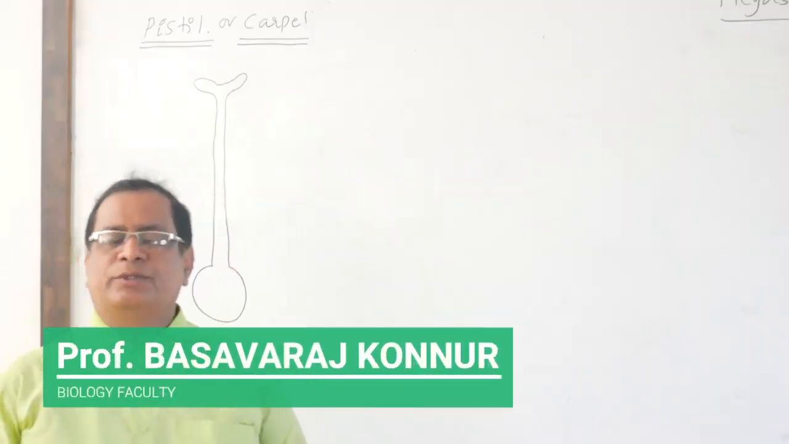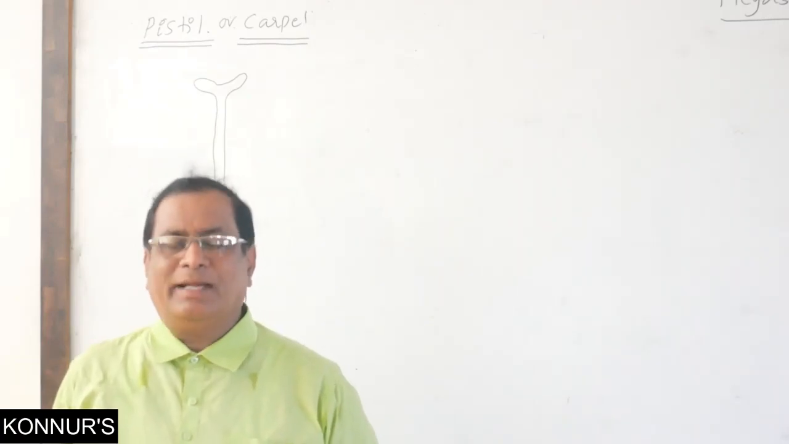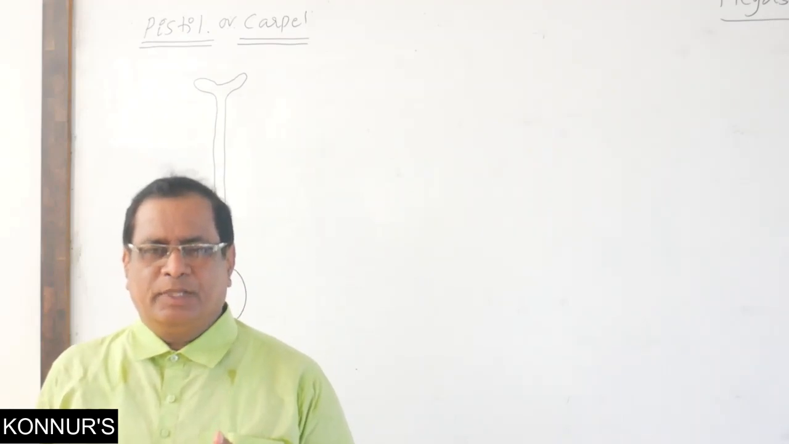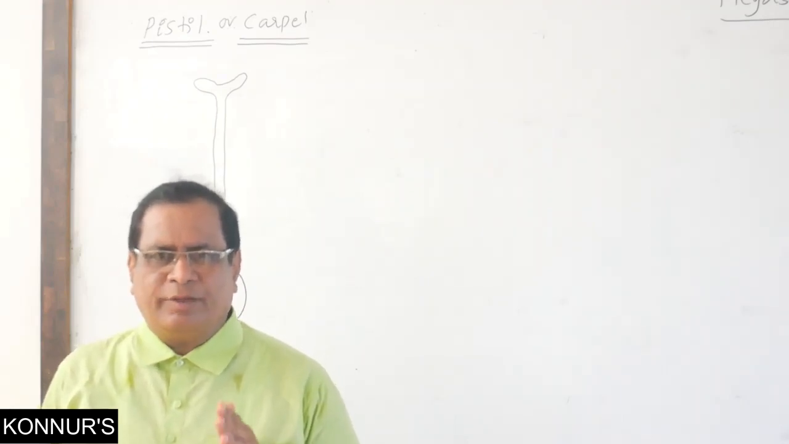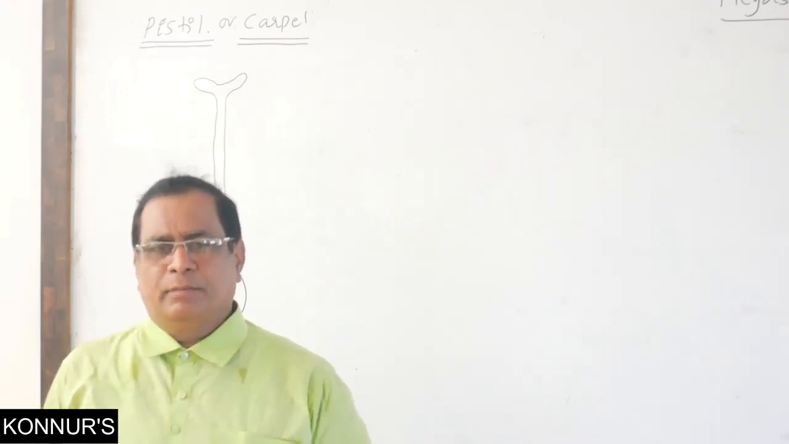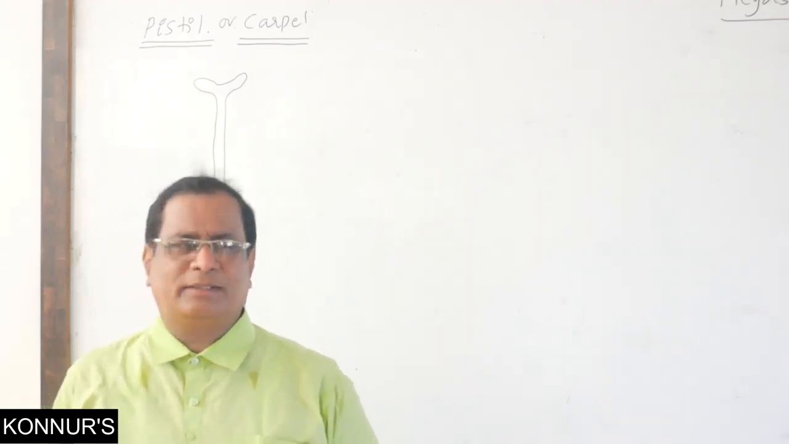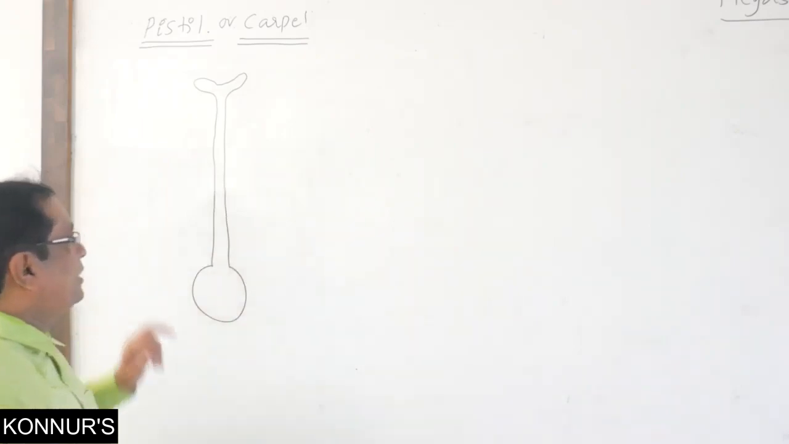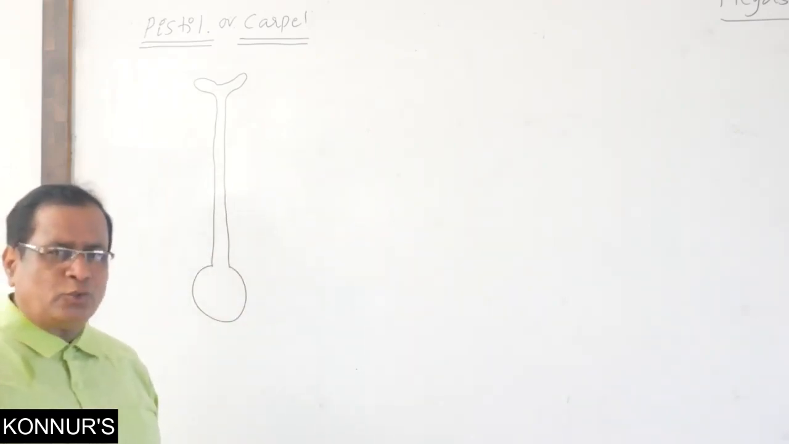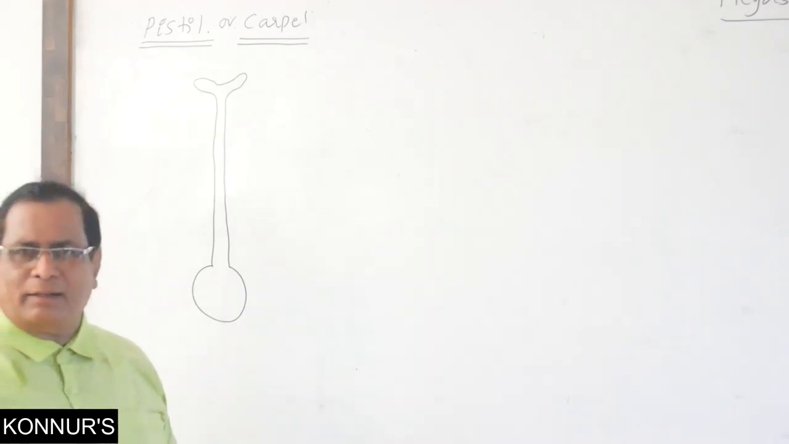Let us discuss a female reproductive organ, that is gynoecium. The gynoecium is the innermost whorl of the flower. It is made up of individual units. Those individual units are named as pistil or carpel. Gynoecium has individual units named pistil or carpel.